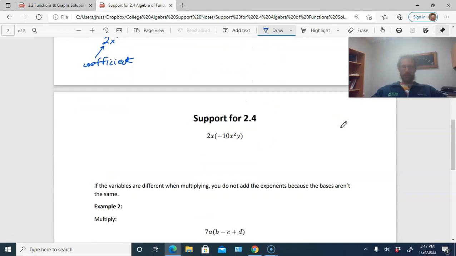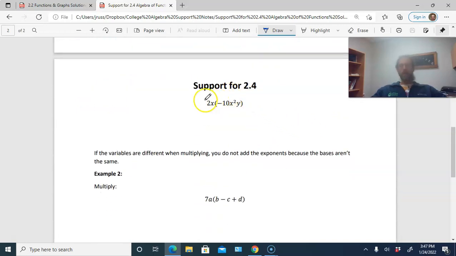Alright, now let's try another one. This is actually the same type of problem. This 2x is one term, so this is one monomial. And guys, what we have in parentheses is another monomial. How do we know that it's a monomial? Because it's just one whole term. There's not a plus or minus sign between the x and the y. It's just one whole term. It's a negative term, but it's still one term.